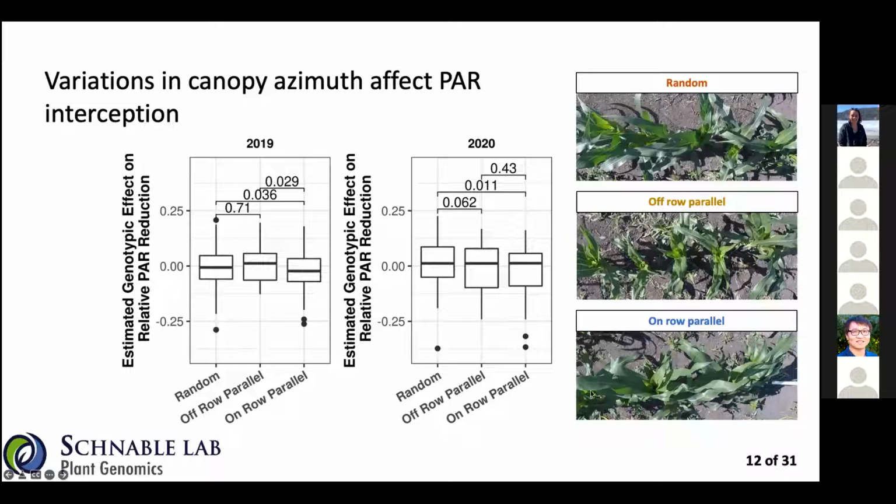And we compare the PAR reduction in both 2019 and 2020. What it shows is the on-row parallel consistently exhibits the lowest ability in intercepting light. Meanwhile, for random and off-row parallel, we don't see really significant differences in the average level of PAR reduction between these two groups. So this gives us some support that different canopy orientations do show different ability in light interception.